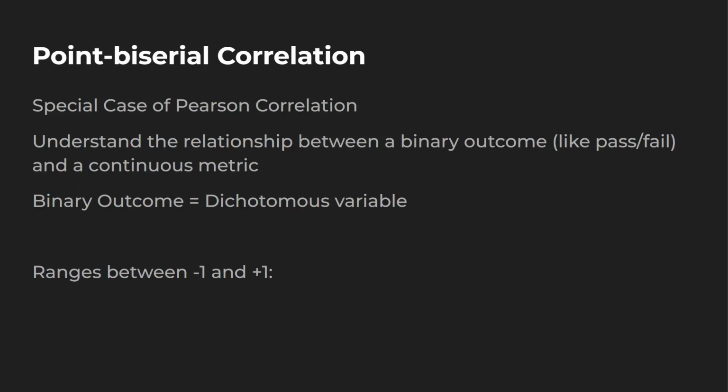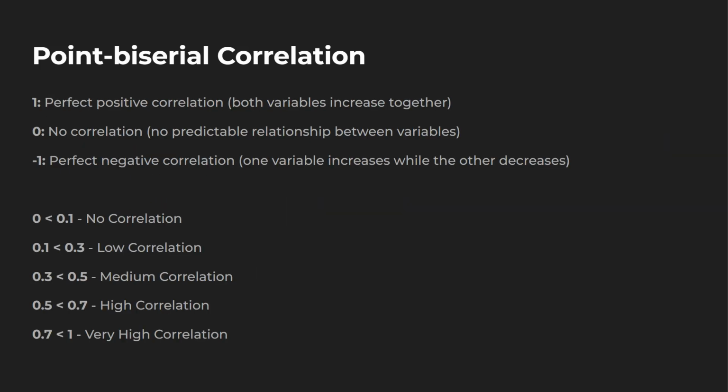But before we jump into the Python coding side of things, I want to go over a little bit more about this special case of a Pearson correlation coefficient. All right, so a little bit more information about the point-biserial correlation. This is a special case of the Pearson correlation where we understand the relationship between a binary outcome, think of a pass or fail, and then a continuous metric. You'll see that this binary outcome is often called a dichotomous variable. And our final point-biserial correlation will range between -1 and 1.